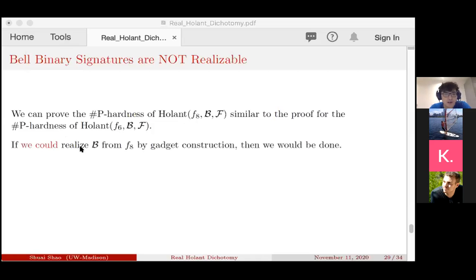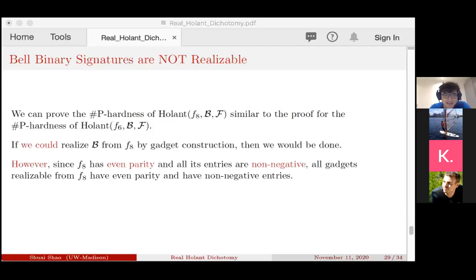So if we could realize all 4 Bell-binary signatures from this signature f sub 8 by gadget construction, as we did for the signature f sub 6, then we would be done, because then we can just use the hardness of this problem, and we have the reduction from this Holant problem to the original Holant problem. Then we are done. However, this signature f sub 8 is even more resistant than f sub 6. As you can see, since this signature has even arity, all its non-zero entries are on even weighted inputs, and all its entries are non-negative.